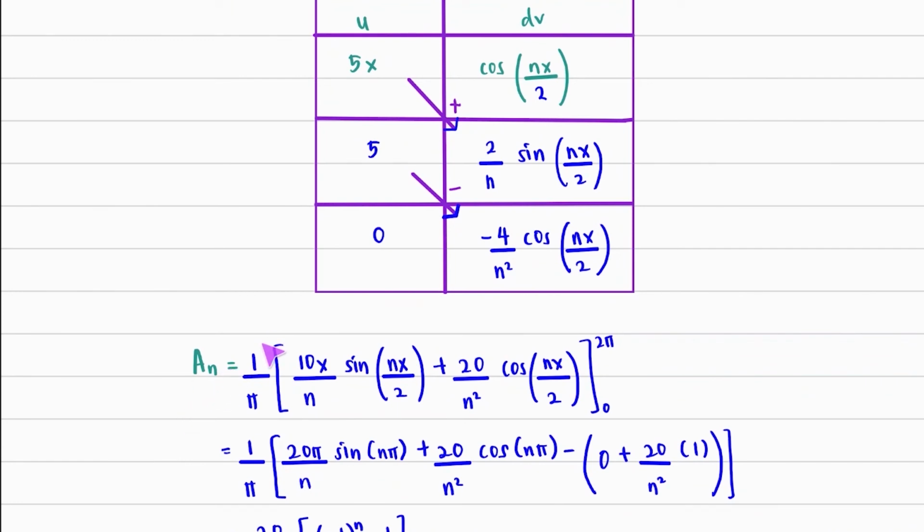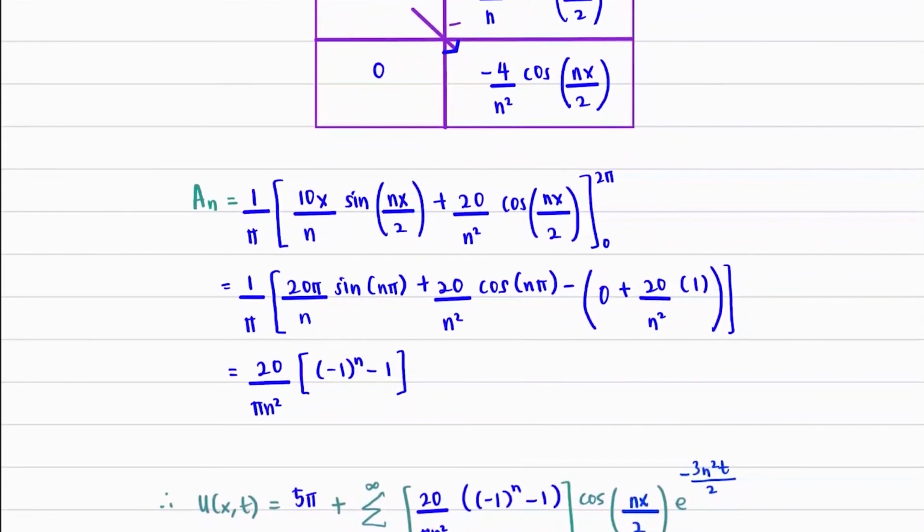Therefore, an is equal to 1 over pi times 5x times positive 2 over n sin nx divided by 2, which is 10x divided by n sin nx divided by 2, plus, because 5 times negative 4 over n squared cos nx divided by 2 is positive 20 over n squared cos nx divided by 2. Substitute the value from 0 to 2 pi. Remember, upper boundary minus the lower boundary. It will be like this. And sin n pi is equal to 0. Therefore, an is equal to 20 divided by pi n squared, open the bracket, negative 1 power of n minus 1.